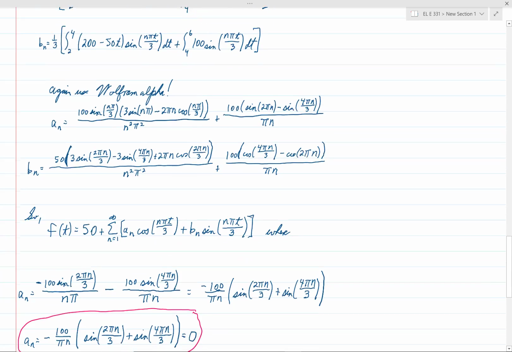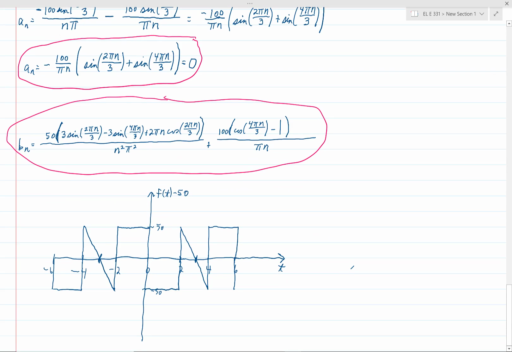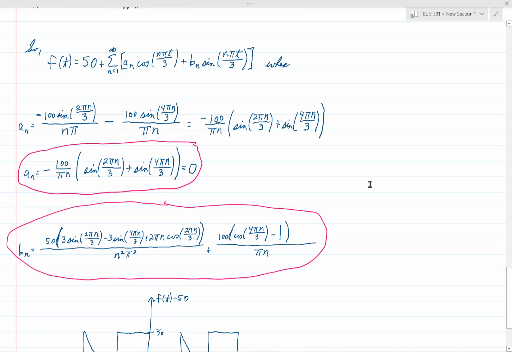I want to emphasize again why I'm saying this and what the importance is here, so let me go over it one more time. All of these a_n's are equal to 0, so all of these cosine terms drop out. And f of t is just equal to 50 plus the summation of a lot of sine terms. Each of those sine terms is odd, so this whole summation is going to be an odd function of t. The only thing that keeps f of t from being odd is this 50, because 50 is even.